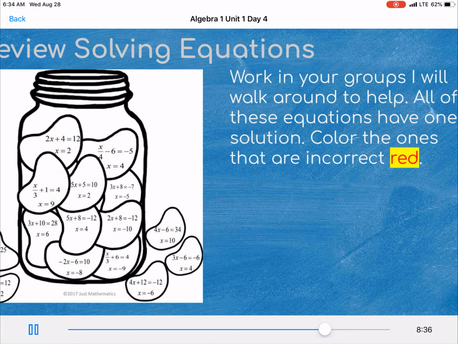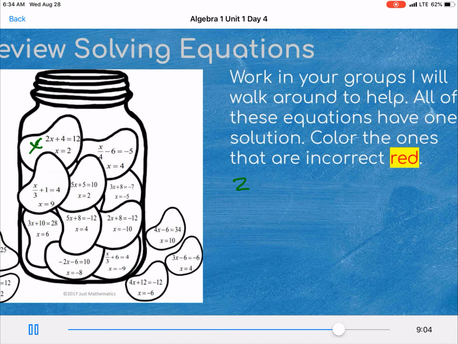Then you have to do this paper with your group. It's similar to the bubble machine you did 2 days ago. You have to check whether the answer provided is right or wrong. If the answer is right, just color in any color. If the answer is wrong, you will color in red. So let me do one example. I'm gonna do this one right here.